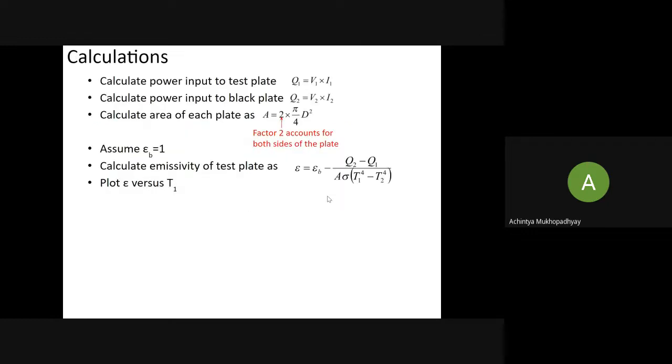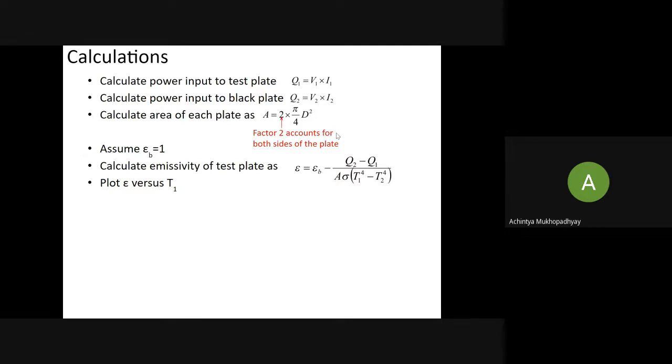Okay. So now the sample calculation. So how will we calculate? Calculate the power input to the test plate. So you have the V1 and I1 values. So you calculate Q1, the power input to the test plate, and the power input to the black plate. And here we are considering that radiation is taking place from both the faces. That's why we are multiplying this area by 2.